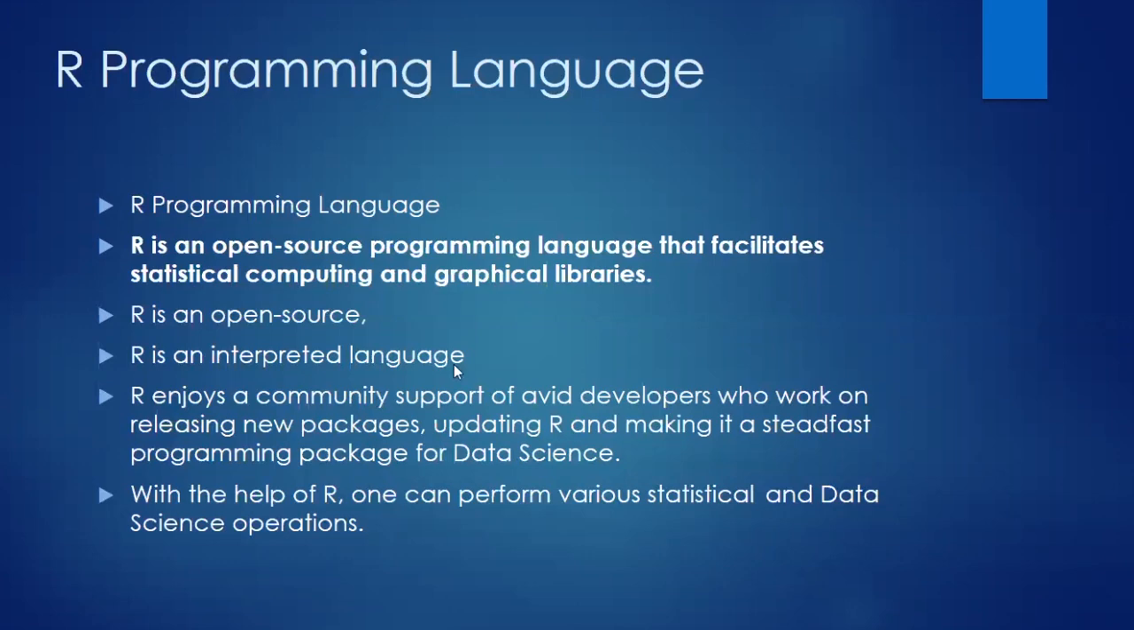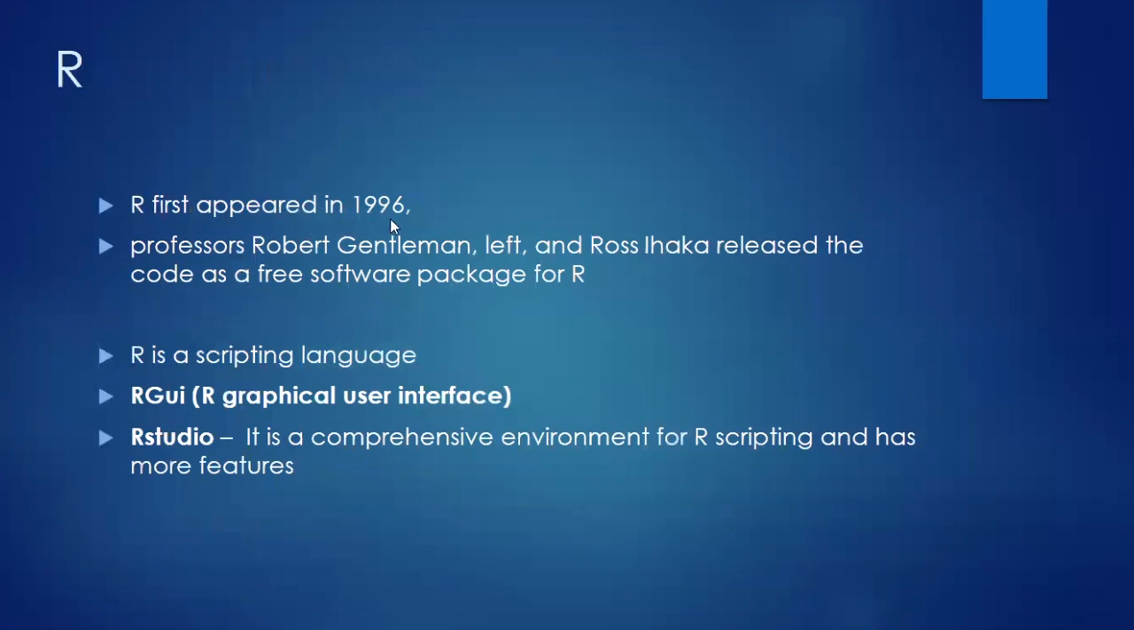Okay, and R has many packages which are used for business analytics and data science work. Here we can do various tasks with the help of the R language in statistical and data science operations. R first appeared in 1996. Professor Robert Gentleman and Ross Ihaka released this software as free software. So basically we can call R a scripting language also.